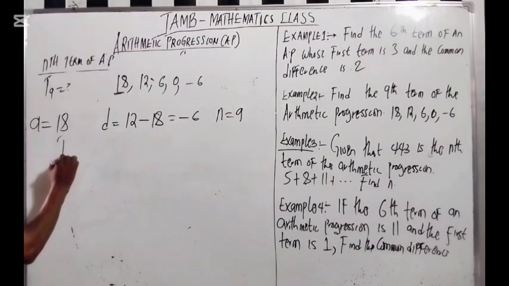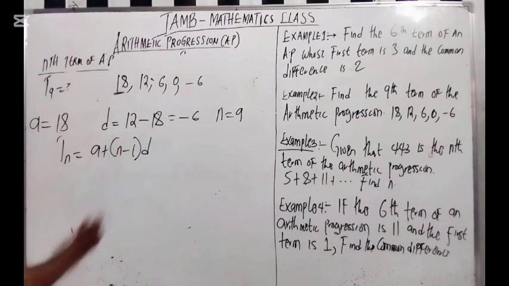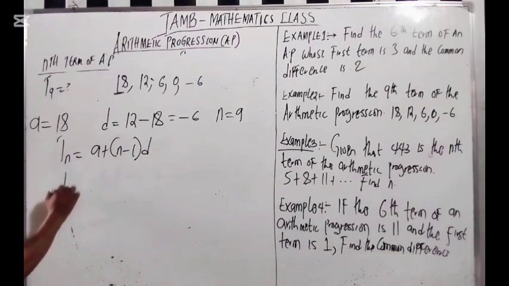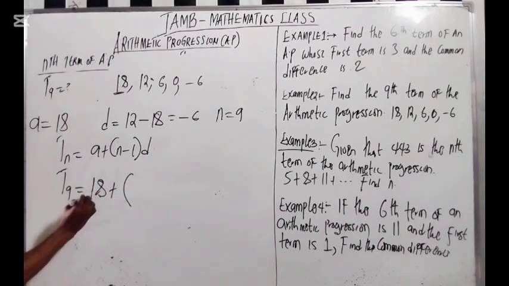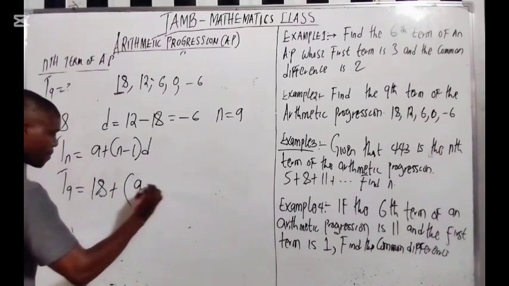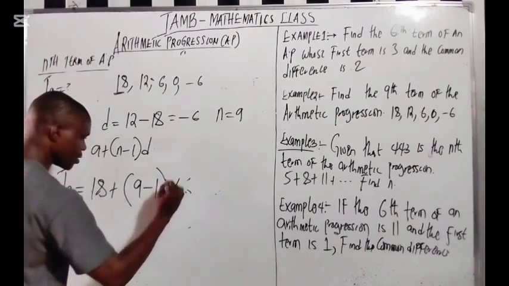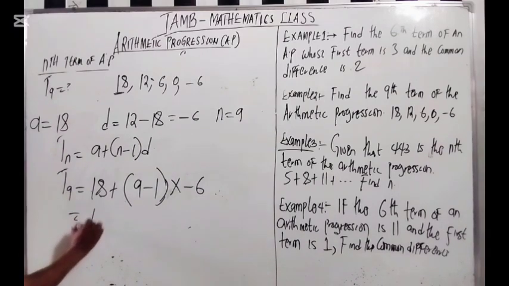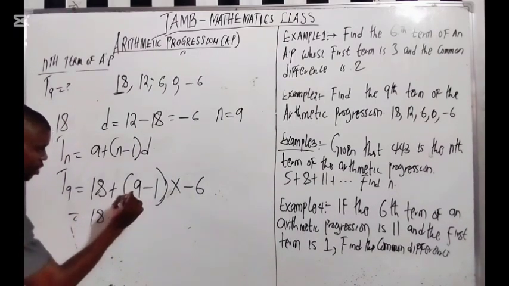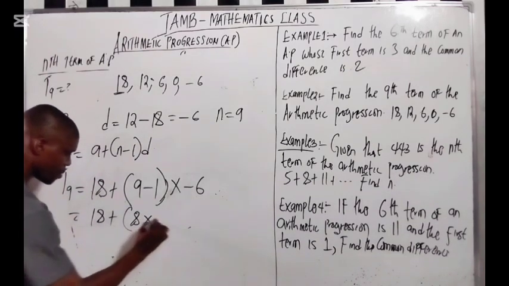So Tn equals A plus (n minus 1) D. You are looking at the ninth term. T9 equals A, which is 18, plus (9 minus 1) times the common difference, minus 6. So it's going to be 18 plus, here we have 9 minus 1, which is 8. 8 times minus 6.